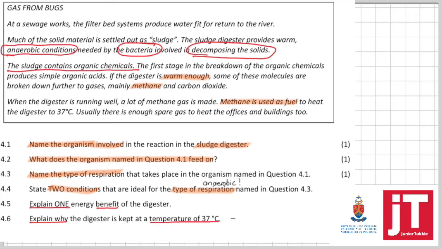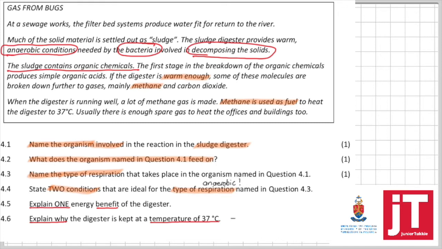Okay, last question, question 4.6, another explain question. Explain why the digester is kept at 37 degrees Celsius. Now we need to deal with the what and the why. So what is 37 degrees Celsius? It is the optimum temperature. The optimum temperature. And now we've got to explain the why. So that's the what. The why.